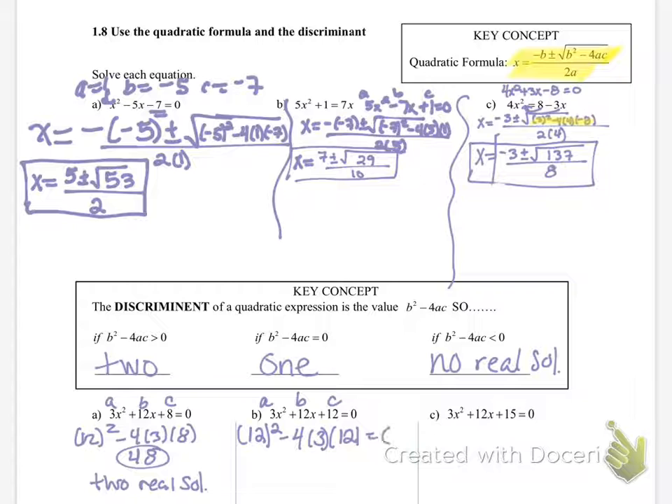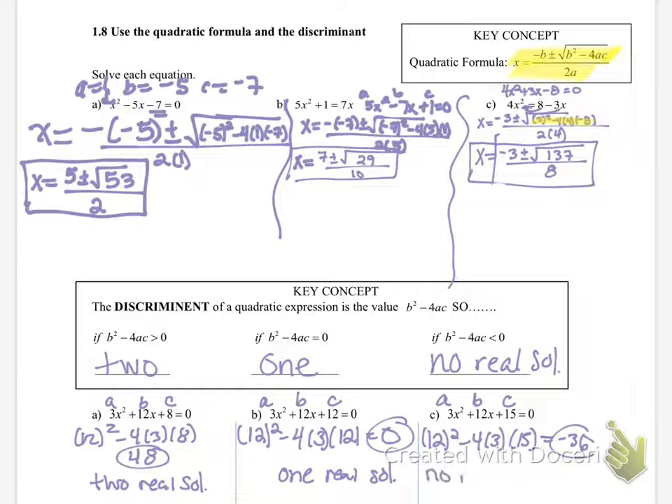That equals 0. So if you have a 0 under the square root, there is only one real solution. Okay, last one, A, B, C. 12 squared minus 4AC. That's going to be what, negative 36? So if you have a negative under the square root, it's no real solution.